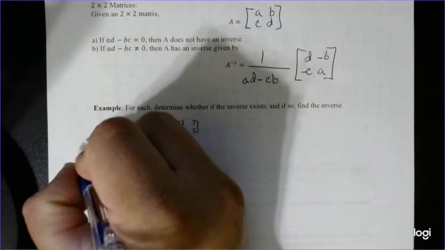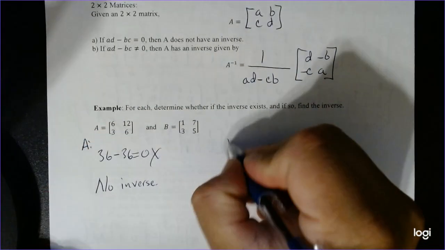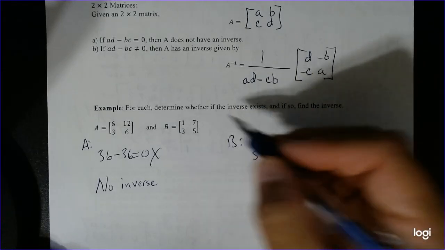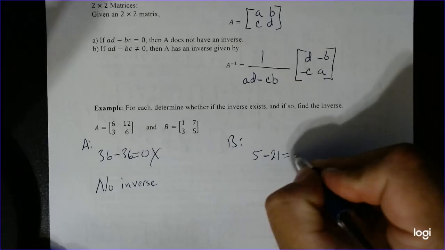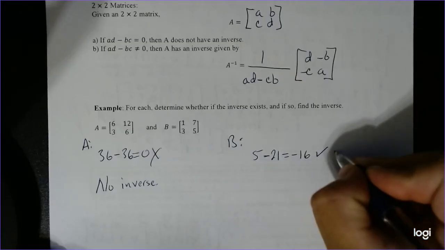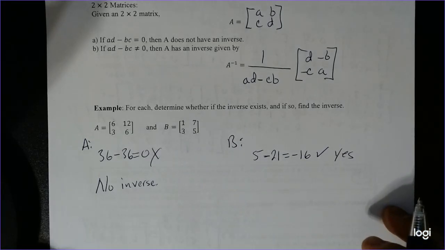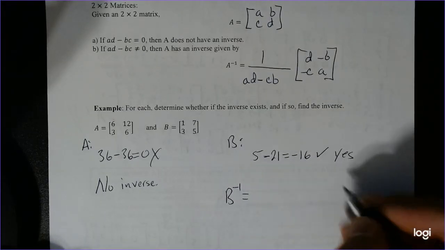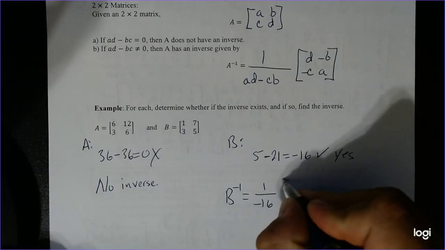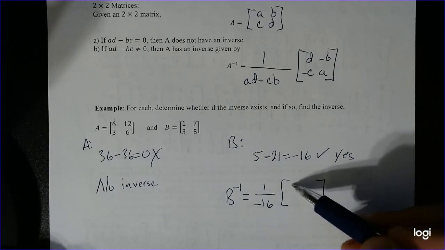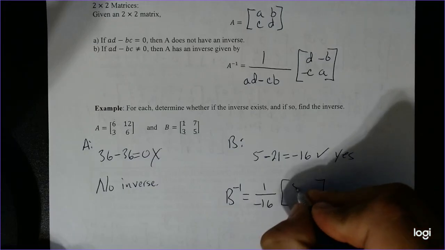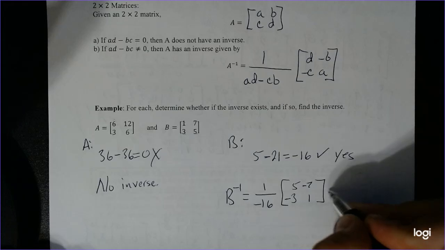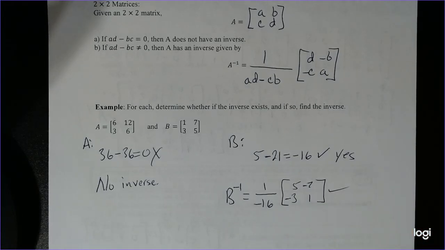Now let's try the B one. So that was for matrix A. For matrix B, 1 times 5 is 5, minus 3 times 7 is 21. So that difference is 16. So this is a yes. It is non-zero, so we can find this inverse. And the inverse is going to be 1 over negative 16. You flip A and D, so in this case it's going to be 5 and 1 here. And these stay the same, just with the opposite sign now. And there is our inverse.